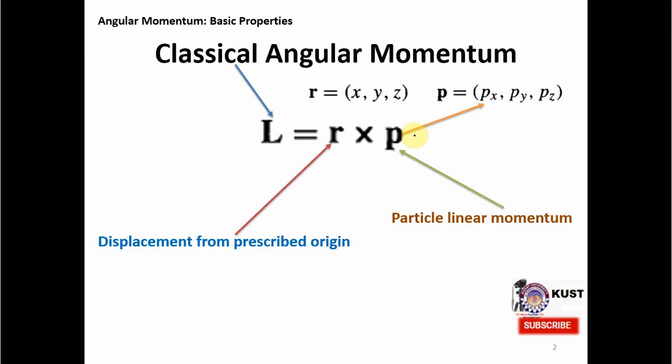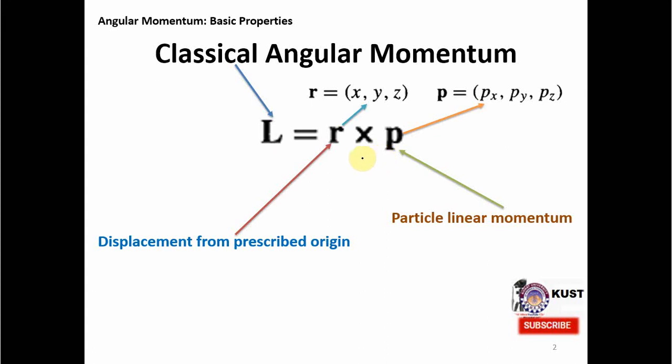And then we have r, which is also a vector quantity. So r also has three components; this is the position vector, so it has the x component, y component and z component. This is the usual meaning of angular momentum in classical mechanics, where it is a vector quantity defined from the position vector and linear momentum vector.